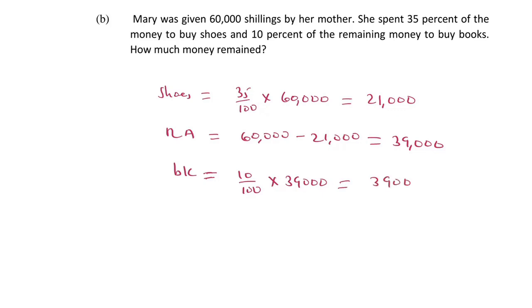3,900. Now, the total amount which remains is going to be 60,000 minus 21,000 minus 3,900, of which after solving the values, we are going to get 35,100. And this is going to be the amount of money remained.